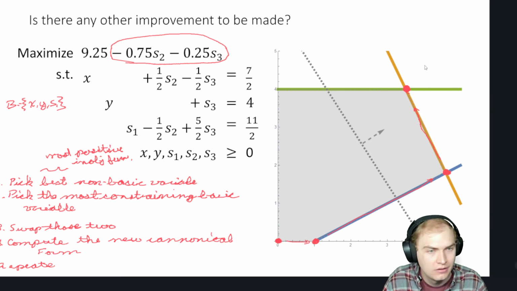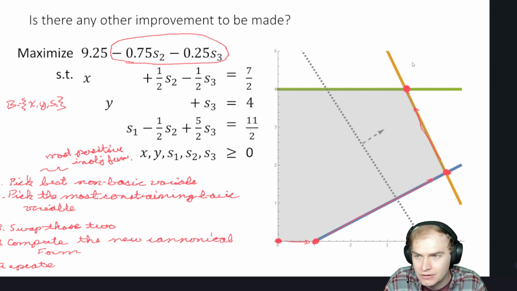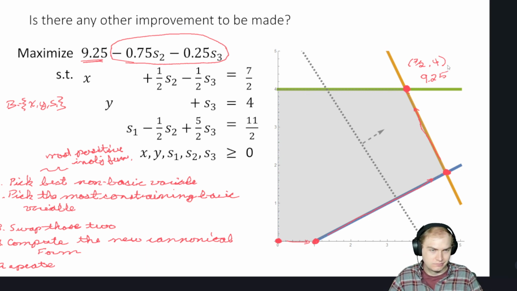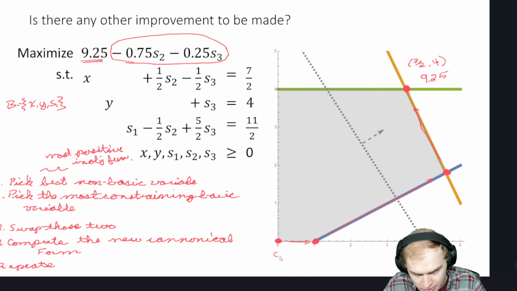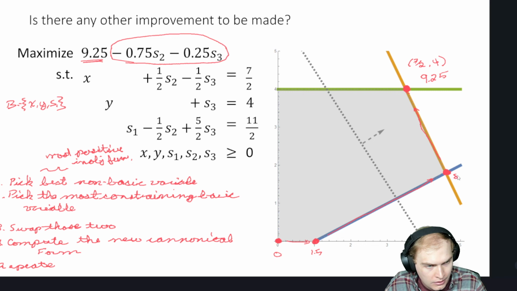So if you're curious, we can see that from our current canonical form that we are at the point 7 halves, 4, and it has the objective function value of 9 and a quarter. So this had an objective function of 0, this was 1.5, this was 8.7.